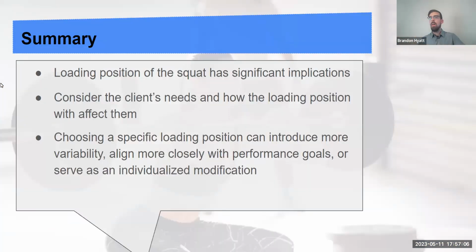So with all of this information we went through, it was a lot. I wanted to summarize it with 6 bullet points. So here's 3 of them right here. Number 1, loading position on the squat. It does have significant implications, as we just saw, on the body. And we need to consider the client's needs and how the loading position affects them. And we want to choose a specific load position that can introduce more variability, align more closely with our goals, or serve as an individualized modification.